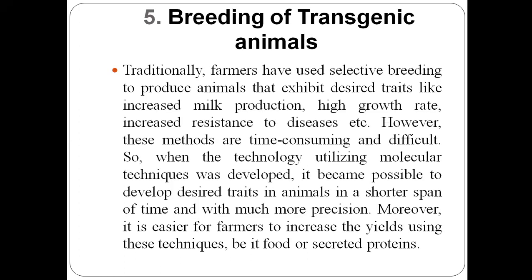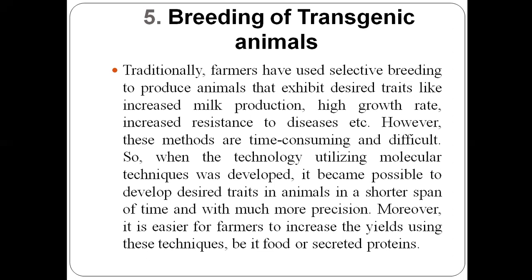And next is the breeding of the transgenic animals. Traditionally farmers have used selective breeding. Based on the phenotypic characteristics, they select the animals and they breed, and they expect the phenotypic performance. And we had some ways to estimate the breeding value as well, based on the genetic relationship and the phenotypic performance, etc. So traditionally farmers have used selective breeding to produce animals that exhibit desired traits like increased milk production, high growth rate, increased resistance to diseases, etc.